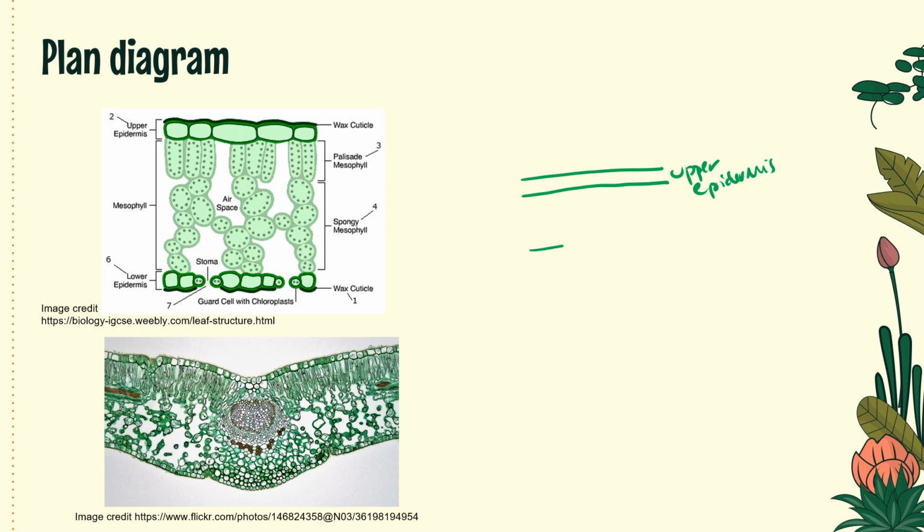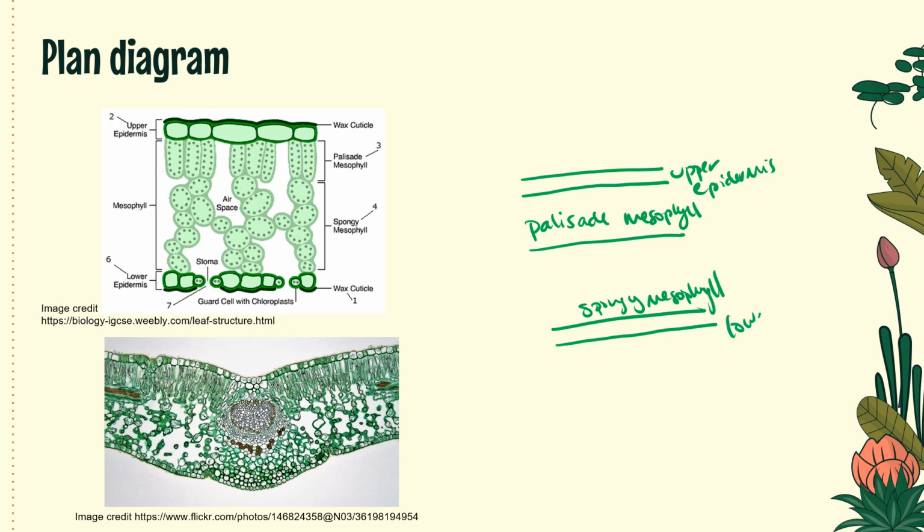Just under that, I'm going to draw the palisade mesophyll, of course, where we have the great majority of our photosynthesis occurring. Under the palisade mesophyll, we're going to have our spongy mesophyll, where we have gas exchange occurring. And then under the spongy mesophyll, we're going to have our lower epidermis, that other protective skin layer. I'm going to add in, kind of previewing what we're going to talk about in our next lecture, a vascular bundle.